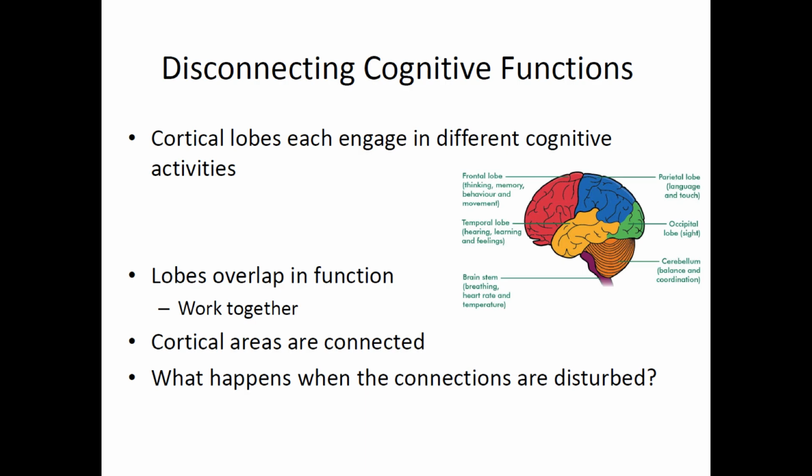Okay, so anatomically defined cortical lobes each engage in a wide range of cognitive activities. For example, the temporal lobe appears to play a specific role not only in vision and audition, but also in more complex cognitive functions such as memory, language, and emotion. So, although these cortical lobes engage in different cognitive activities, they overlap remarkably in function.